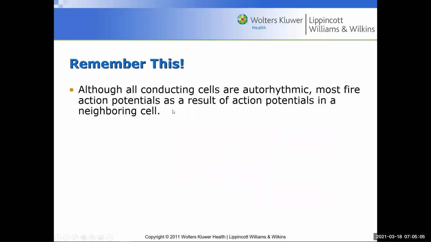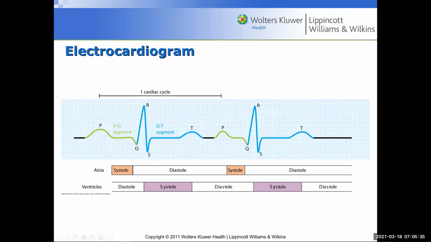So all conducting cells are autorhythmic and most fire action potentials as a result of the action potentials in a neighboring cell. So it's only when that initial signal sent from the SA node is passed along that you have subsequent action potentials generated along the conduction pathway, which leads to the contraction of subsequent areas, causing ventricular systole to occur after atrial systole is initiated.